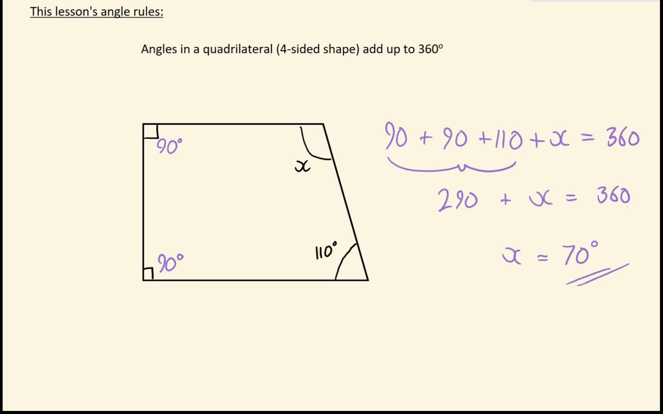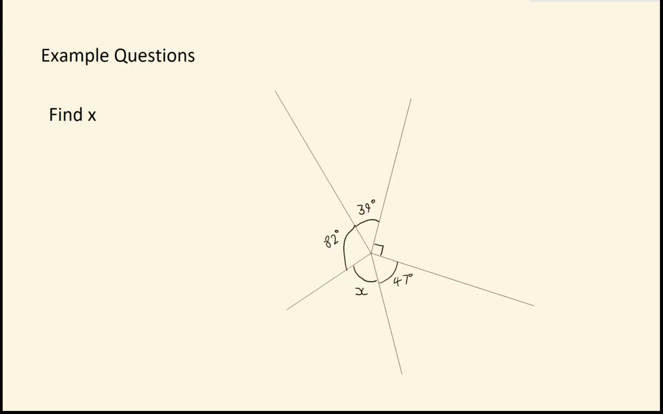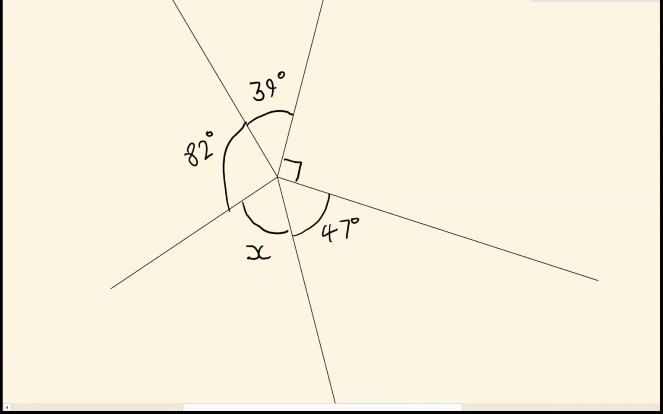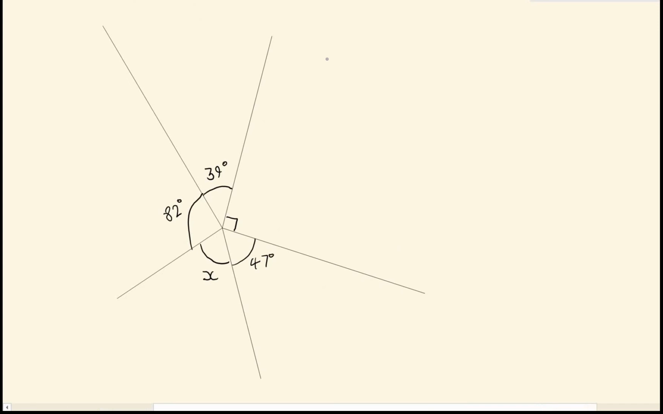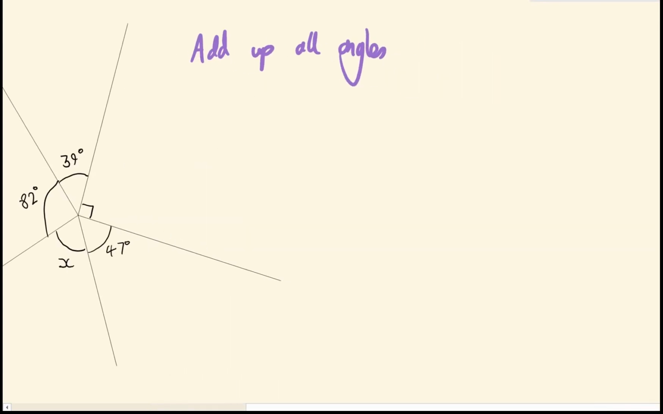I'll go through a few example questions. Typically they try and make it slightly more awkward. So here it's the same rule as one of the earlier examples. We know all these must add to 360, but we have a lot more angles to deal with. So basically the method is, first things first, we want to add up all the angles we know. And if it helps, feel free to use a calculator.